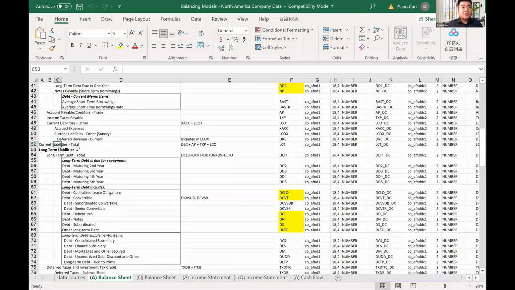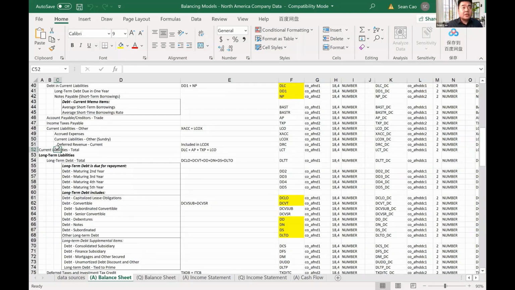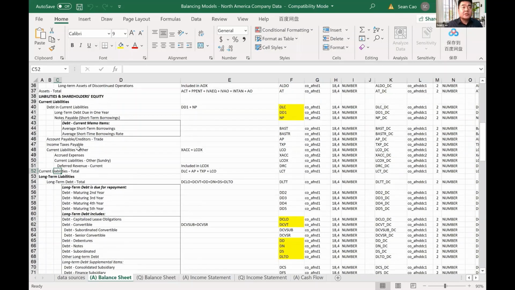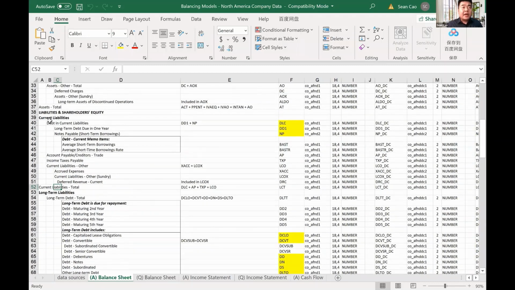And also you can look at accounts payable and accounts receivable. These are all simple concepts, right? So for example, the debt in long-term debt due in 1 year. So what does that mean?